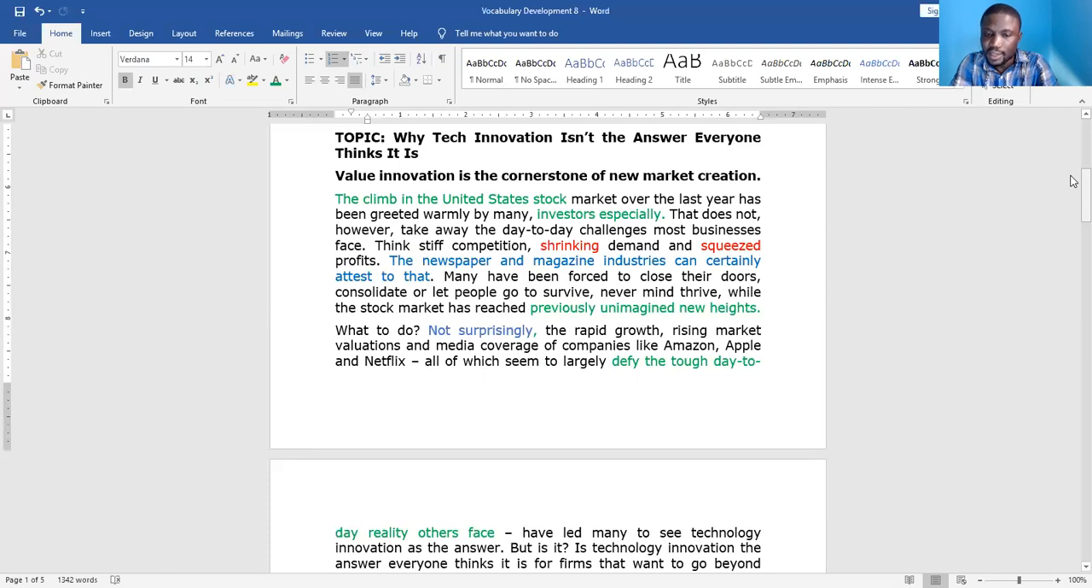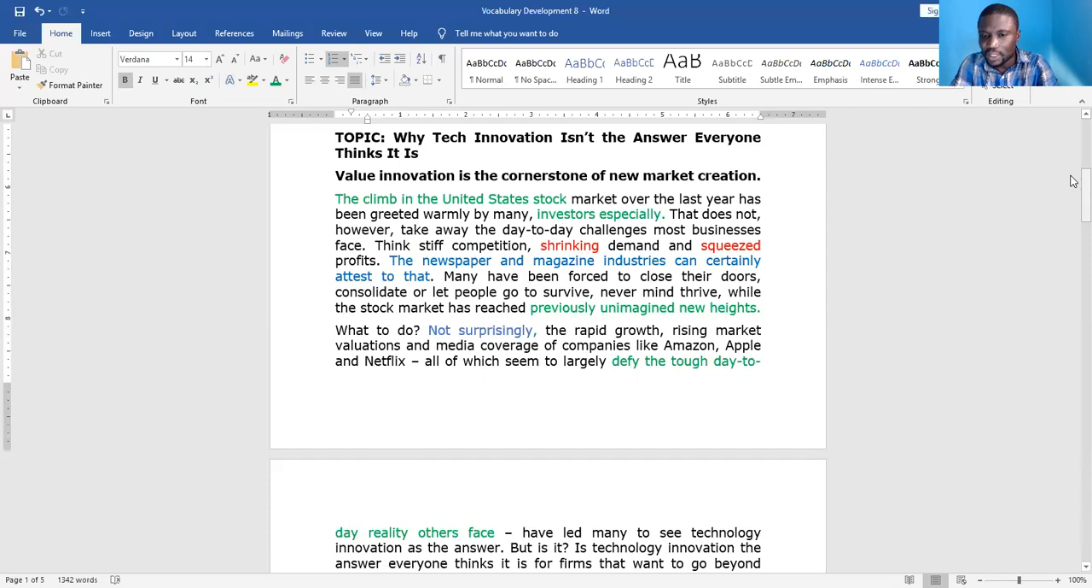Okay, think stiff competition, shrinking demand, and squeezed profits. Instead of the person saying shrinking profit again, the person says squeezed profit. Instead of the person using declining or decreased, it says squeezed. So this paper has been able to use words that people don't normally use every day in conveying comparison.